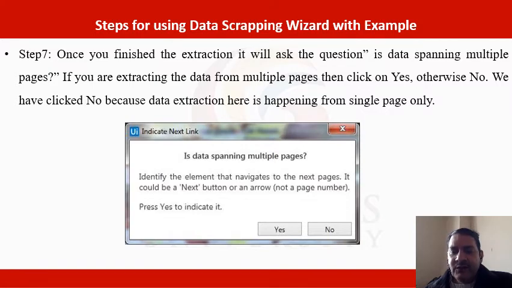First of all, you select the source from where you want to extract the data. That is the first point. Second, you hover your mouse over the source from the first field to the last field, so that that particular range will be selected. After that, simply click on the next button.